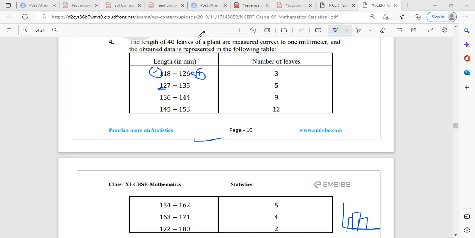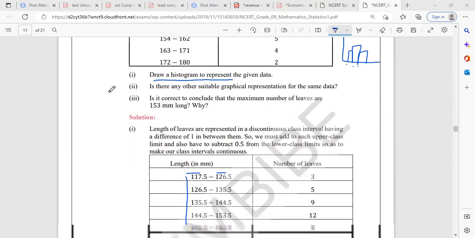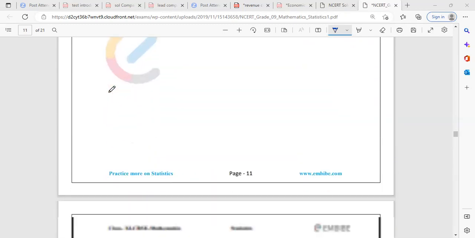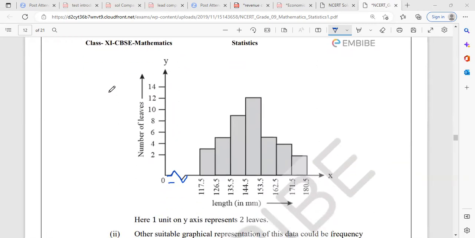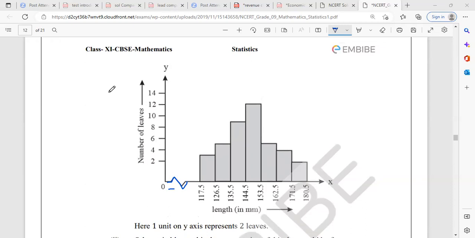Ma'am, I made the table. Okay. Now I will show you how to draw the histogram. You will copy it accordingly, and after that you will be drawing your own histogram. Okay.